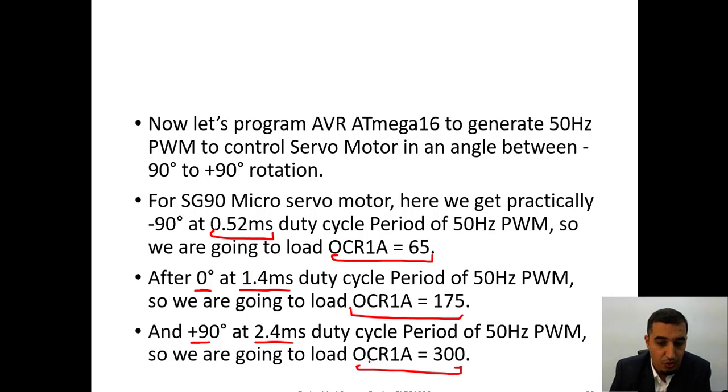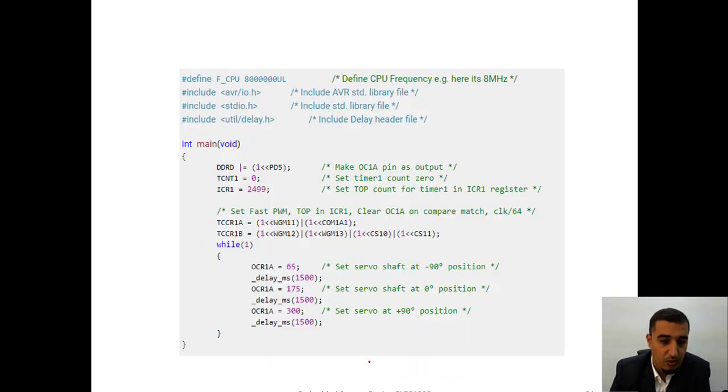Of course, these numbers do change depending on the frequency that we use for the microcontroller. So here the microcontroller is using 8 million hertz or 8 megahertz. Our prescaler is 64. So we get our values as ICR1 equal to 2499 for our top. Then we set the wave generation mode to mode 14, fast pulse width modulation, with top in ICR1 and clear at OC1A.